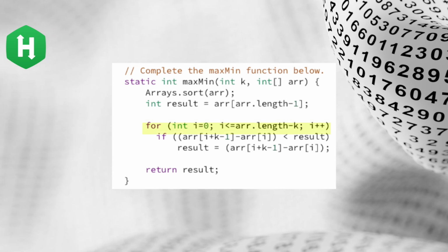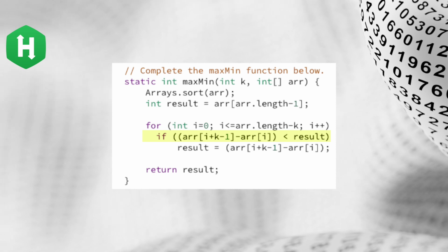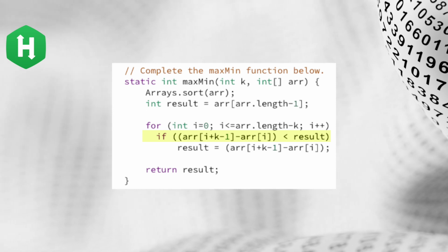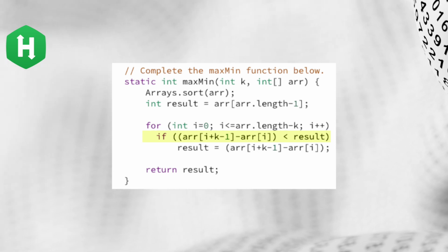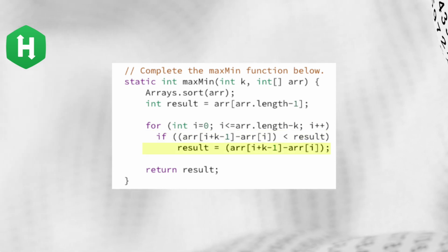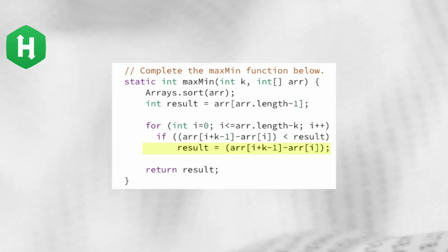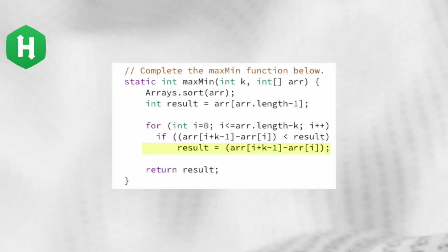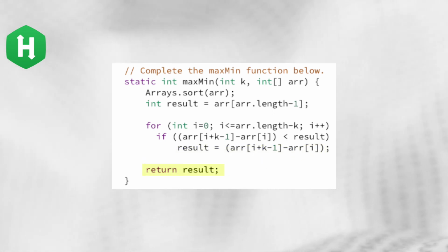Next, for each element in the array, I determine if the last element at the position of i plus k minus 1, subtracted by this element, is less than the value of result. If it is, I reset the value of result to the last element at the position of i plus k minus 1, subtracted by this element. Once all of the elements have been evaluated, the value of result, the minimum unfairness of a k-length subarray in the incoming array, is returned to the caller.